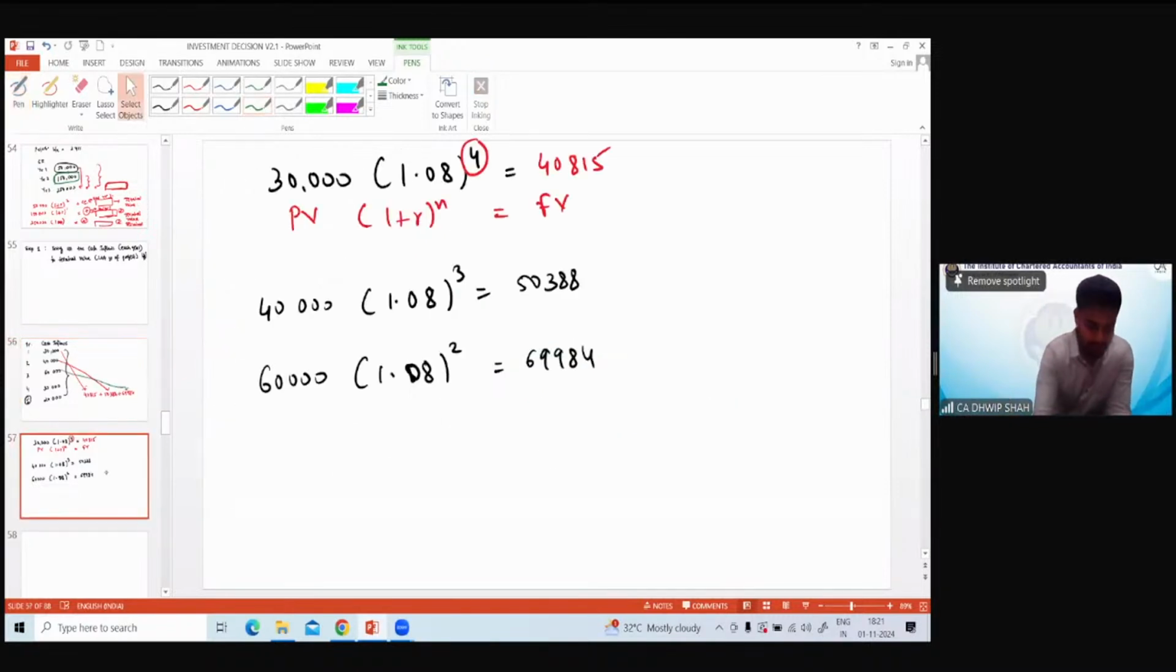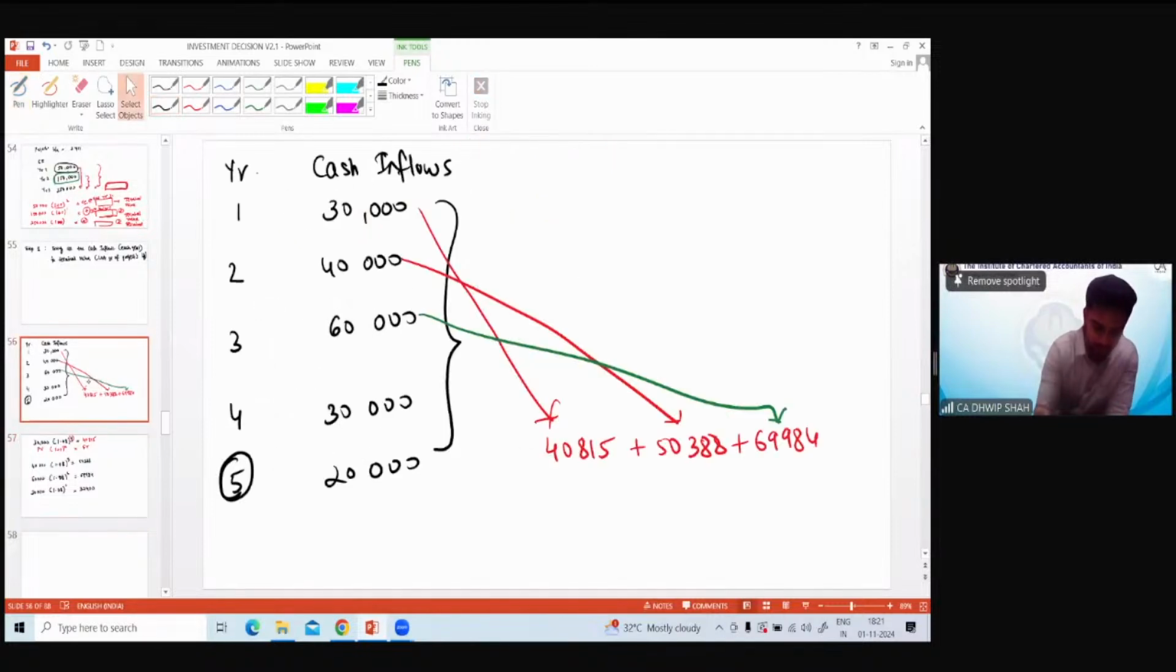Are you getting this? 30,000 of cash inflow generated at the end of year 4 will be reinvested for another year. So 30,000 into 1.08 would amount to 32,400 at the end of year 5, plus 32,400. Are you getting this? So this 30,000 became 32,400.